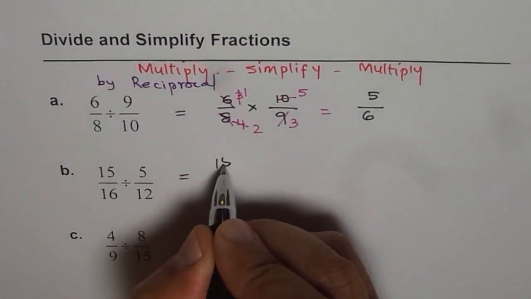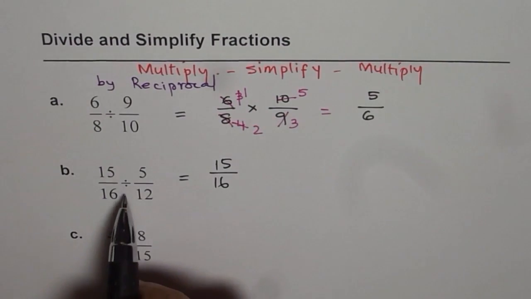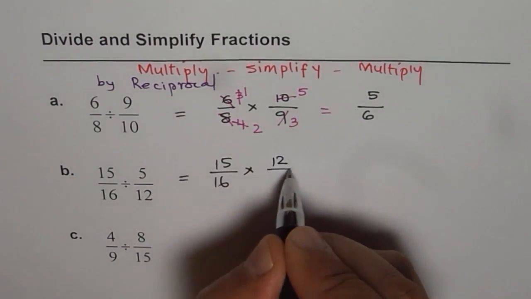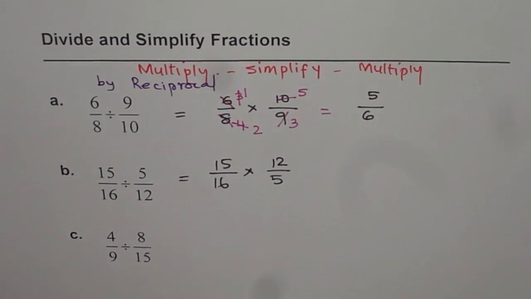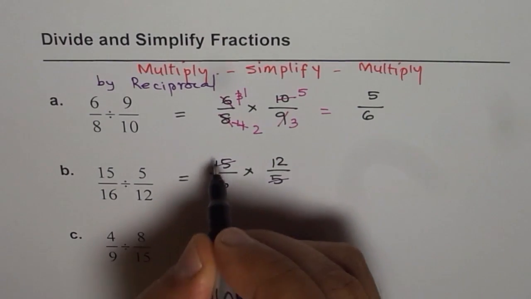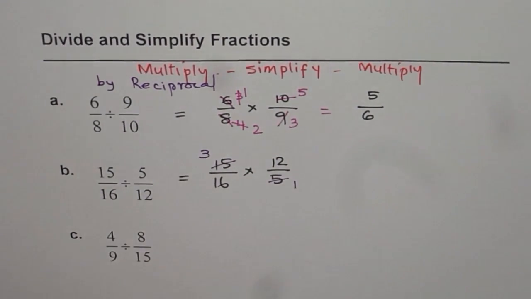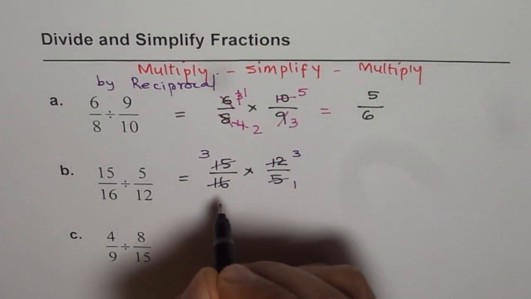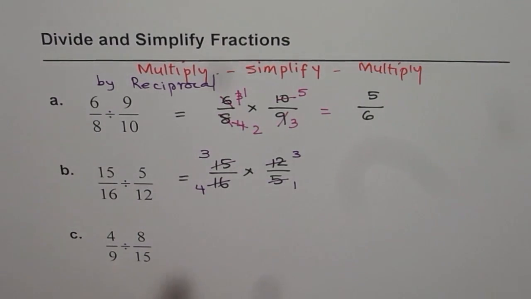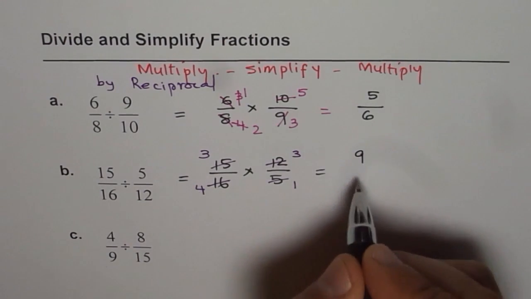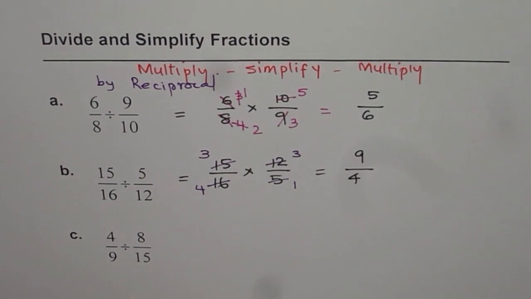15 over 16 divided by 5 over 12 means multiply by 12 over 5, correct. Second step is to simplify. We can divide these by 5. 5 times 3 is 15. 5 times 1 is 5. We can divide these by 4. 4 times 3 is 12 and 4 times 4 is 16. Now we should multiply. So we get 3 times 3 as 9, 4 times 1 as 4. So that is our answer.